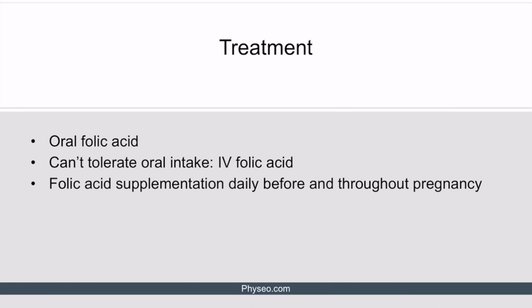Now let's cover treatment. Oral folic acid is given for treatment, as folic acid deficiency is usually related to malnutrition. Individuals who can't tolerate oral intake, for example due to unremitting vomiting, can receive IV folic acid. As we mentioned on the previous slides, folate deficiency in pregnancy increases the risk of neural tube defects. Therefore, folic acid supplementation is recommended daily before and throughout the pregnancy.